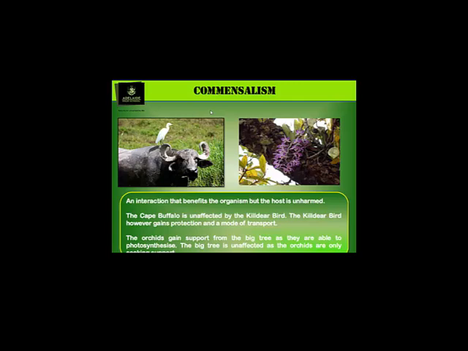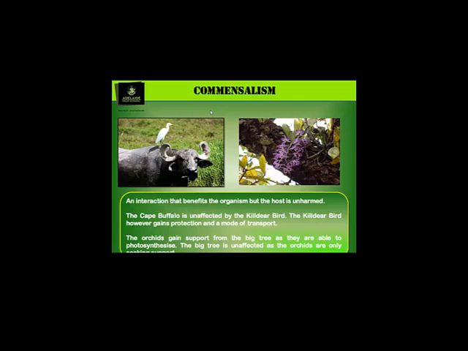Next, commensalism. This is an interaction which is interesting because I gain something, but that person says, no, it doesn't matter. You can do whatever you want as long as you don't harm me. So this is an interaction that benefits the organism, but the host is unharmed. You do not harm that person.